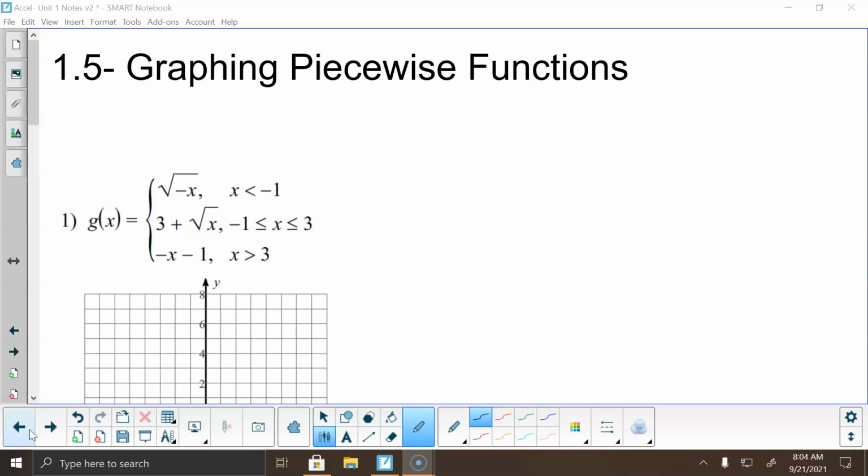All right, so for the first one, I've got the actual function written up there, and we're going to be doing something called piecewise functions for the next couple of days.